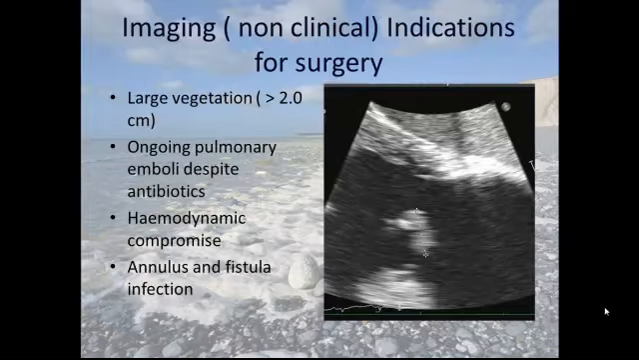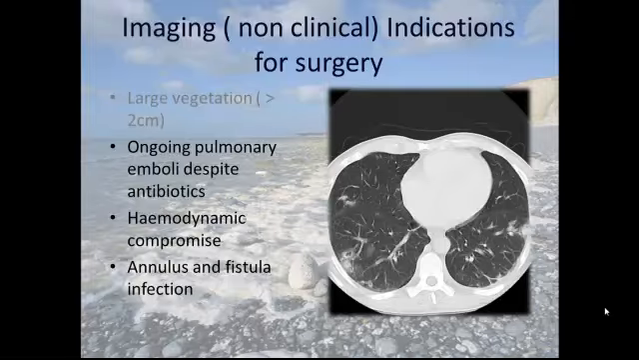So where specifically might echo help us in perhaps prognosticating and speaking with our cardiac surgeons or our explanting physicians? Well, certainly a large vegetation above 2 centimeters is associated with a very poor prognosis, and therefore that is a surgical discussion. Similarly, if you have multiple ongoing pulmonary infarctions or abscesses despite your initial therapy, that is a surgical discussion.